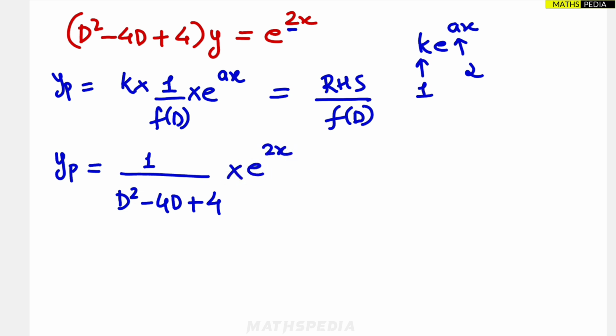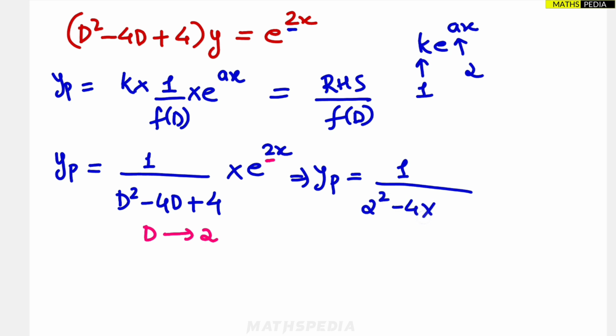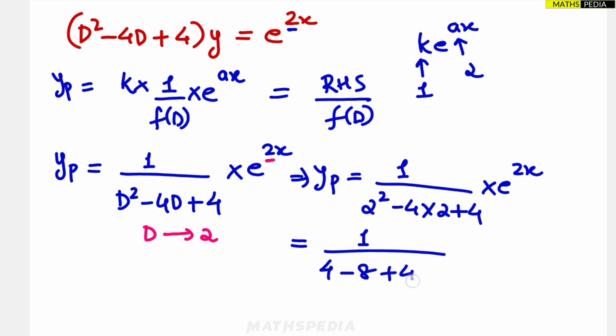Now the most important step is, whatever the a value is there in e power 2x, the a value is nothing but 2, that you have to substitute in place of d. So yp value will become 1 divided by, in place of d put 2, so 2 square minus 4 into 2 plus 4, into e power 2x as it is. So 1 divided by 2 square is 4, 4 minus 8 plus 4, into e power 2x. This is nothing but yp.